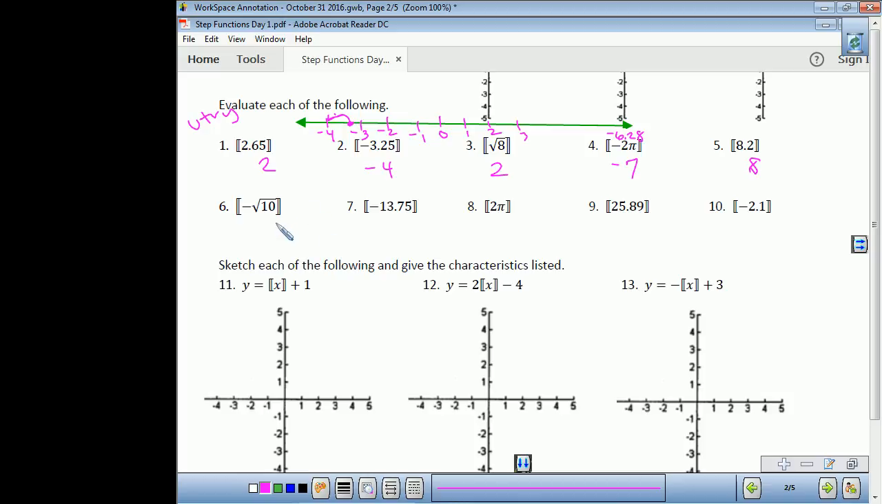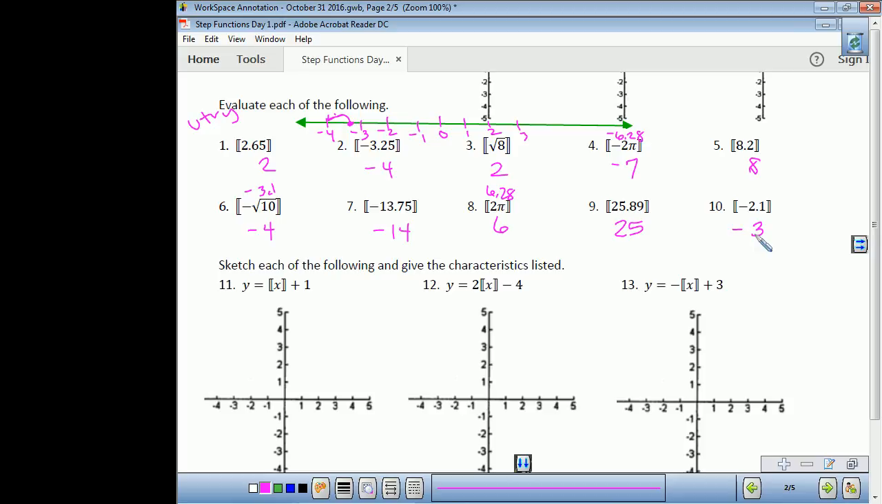All right, square root of 10, a little bit bigger than square root of 9. Is it 4? So it'd have to be 3 point something. Let's say 3.1. Right? So negative 3.1 would round down to negative 4. Make sense? Okay, negative 13.75 would round down to negative 14. This is about positive 6.28, so it would round down to 6. This would round down to negative 25. And that would round down to negative 3.